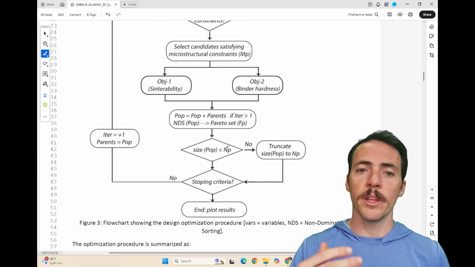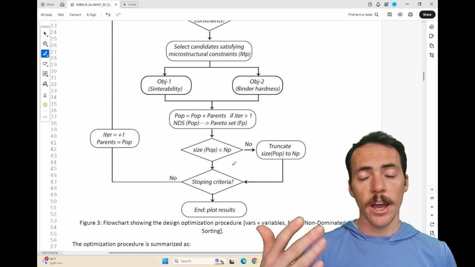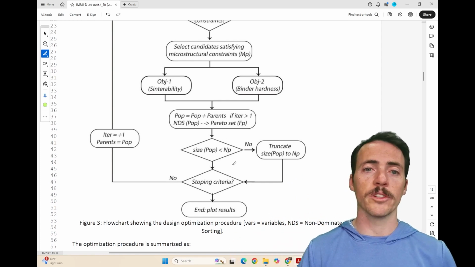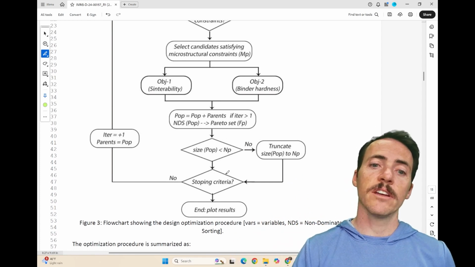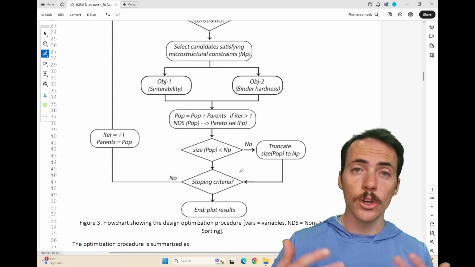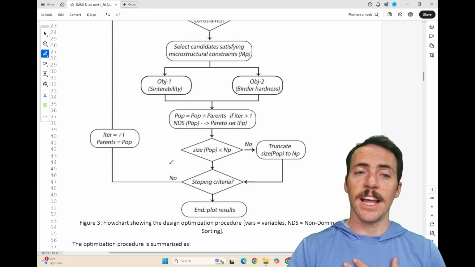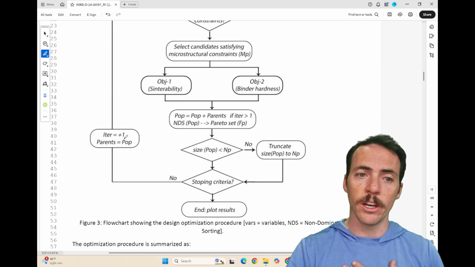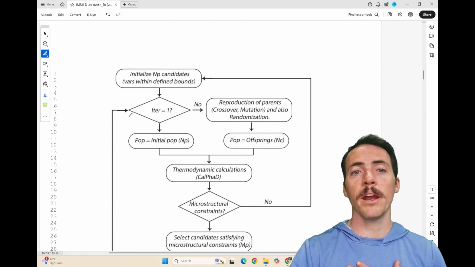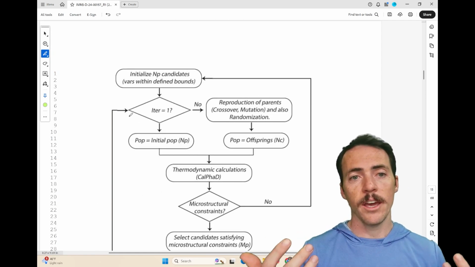Then they take this population, and if it's less than their desired number of populations for this, population to go forward, they then ask, does this meet our stopping criteria? Is it good enough to be a new binder, essentially? If yes, then they're done, right? If it's not done, then you go back and you add another iteration. Now your parents are equal to the former population and you've added to it.